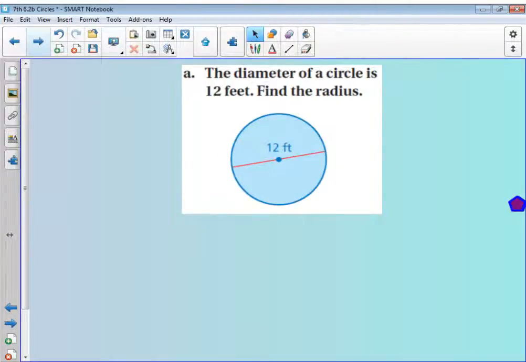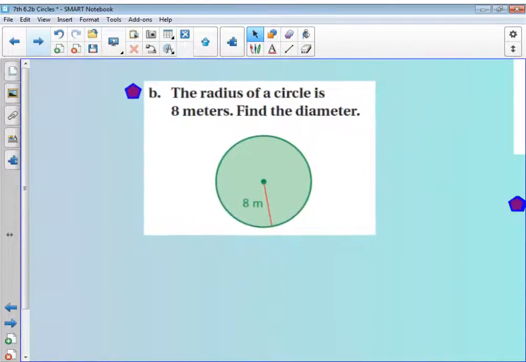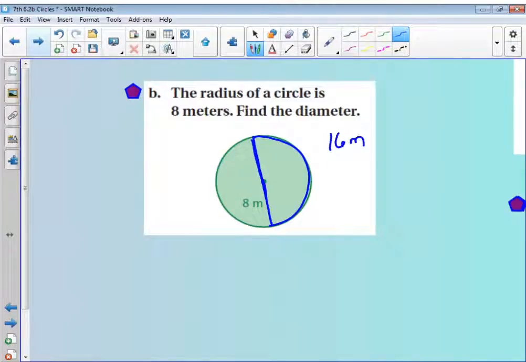They're going to start us off pretty easy, just working with some very basic radius and diameter concepts. Okay, the radius of a circle is 8 meters, find the diameter. If this is 8 meters and they want the diameter, remember, that is the full distance. So there's 8, there's another 8 to make that D for diameter. So 8 plus 8 would give us 16 meters.